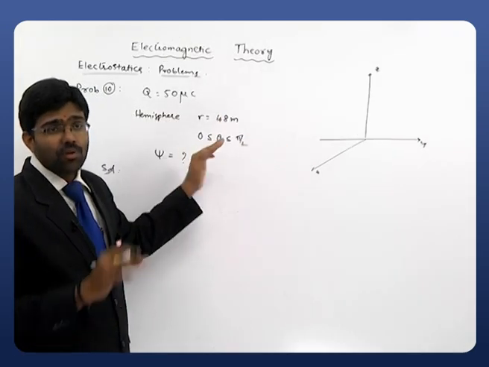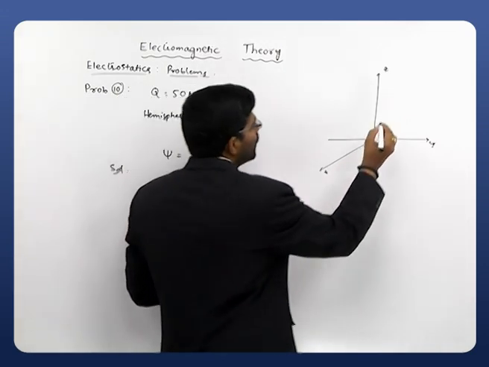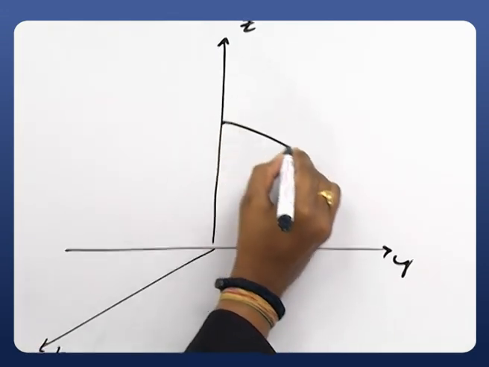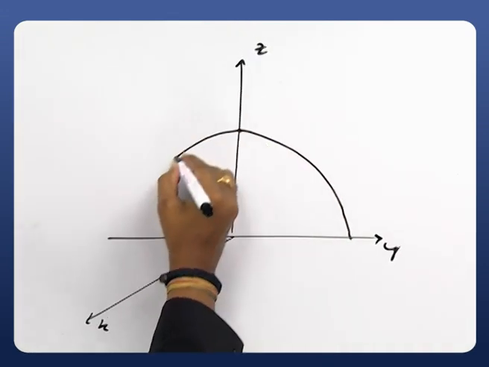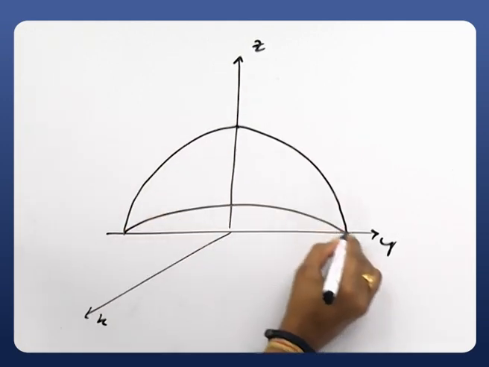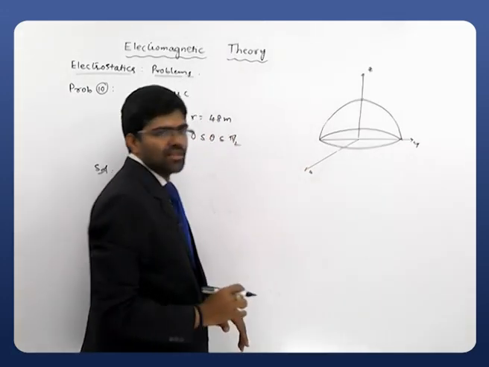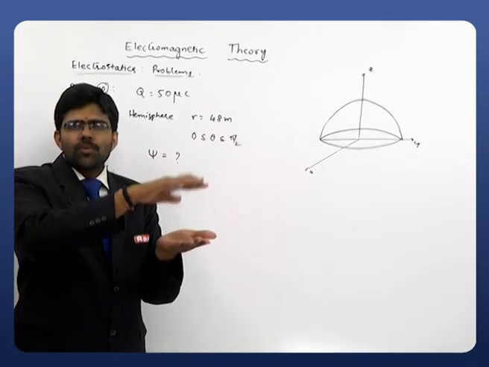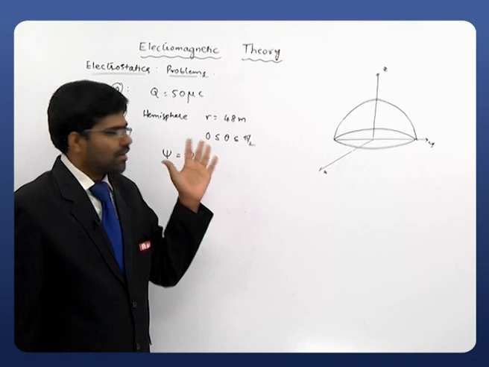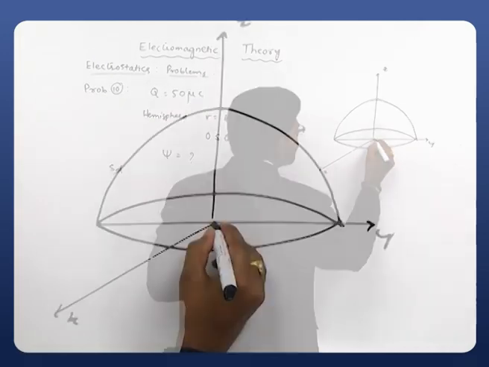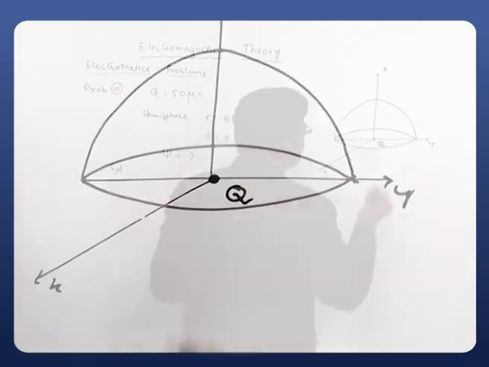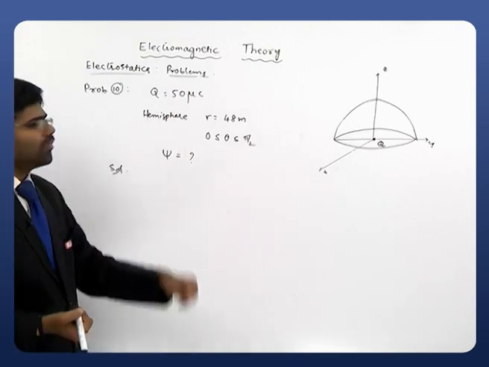Since it is a hemisphere, only half of the sphere will be considered. So with radius 48 meter, this is the hemisphere we are supposed to consider. The lower half of the sphere is not given, right? A charge q was placed exactly at the origin with a value of 50 microcoulomb.